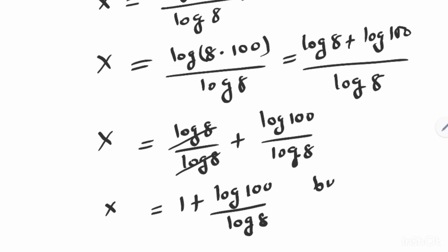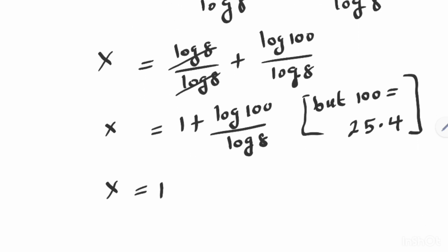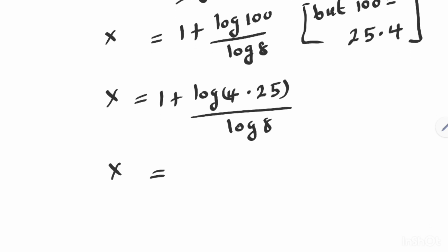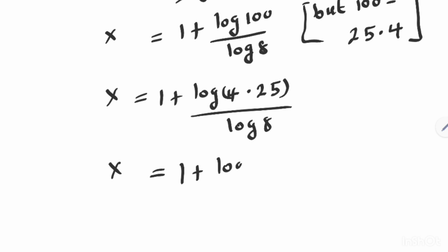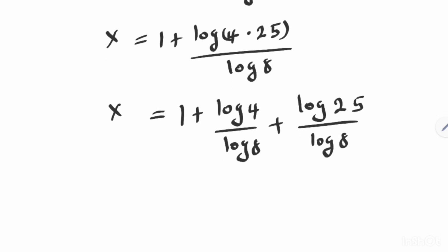But 100 is equal to 25 multiplied by 4. x is equal to 1 plus log (4 multiplied by 25) over log 8. x is equal to 1 plus log 4 over log 8 plus log 25 over log 8. Now here 4 is equal to 2 squared.